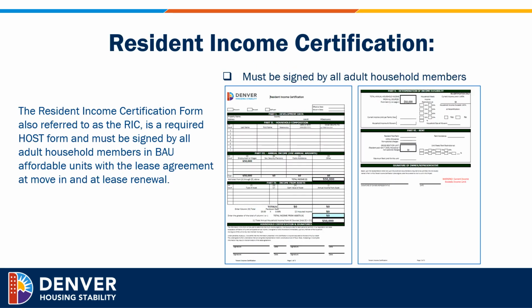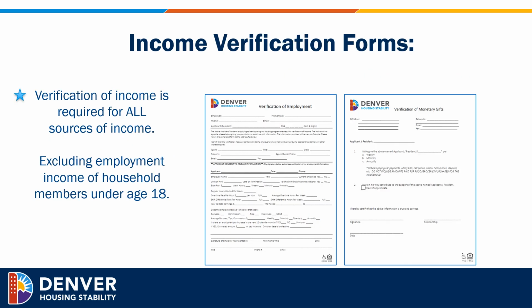The Resident Income Certification, also referred to as the RIC, is a required host form and must be signed by all adult household members in BAU affordable units with the lease agreement at move-in and at lease renewal. Verification of income is required for all sources of income, with the exception of employment income of a household member under age 18.